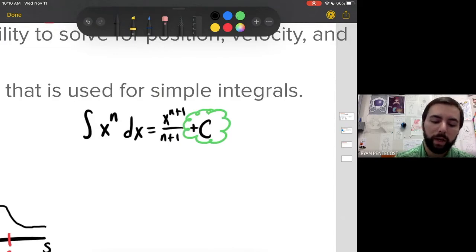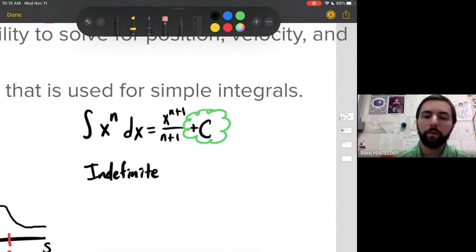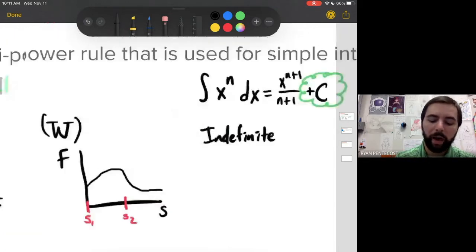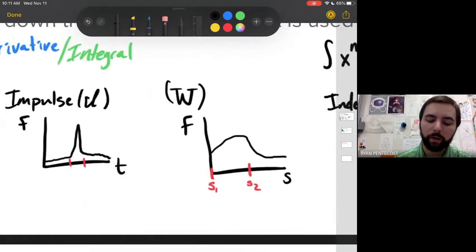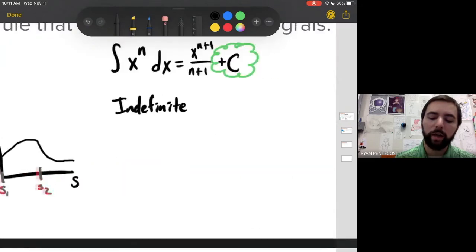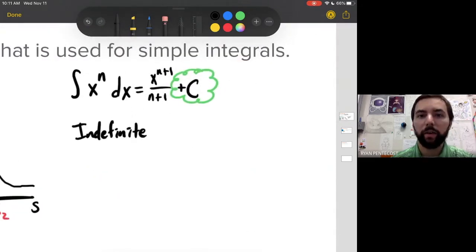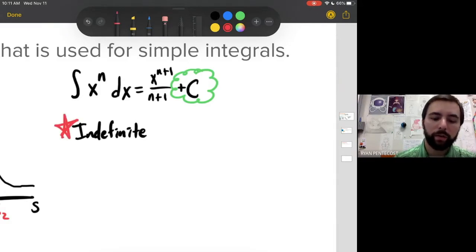This is called indefinite. An indefinite integral gives you the function of said integral, right? Indefinite integrals also don't have these bounds, right? Where we said over here, like an impulse, if you go from one time to the next, or work from one position to the next. That's not indefinite, that's definite. We'll go over that in a minute as well. But this is what an indefinite integral gives you, okay?